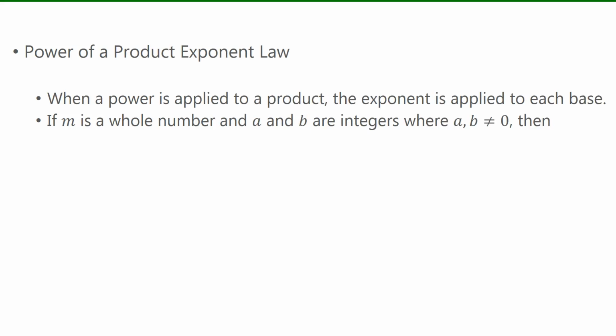Now we're going to look at the power of a product exponent law. So this states that when a power is applied to a product, then the exponent is applied to each base. So if m is a whole number and a and b are integers, where a and b are not equal to 0, then a times b to the power of m is equal to a to the power of m times b to the power of m. So the exponent gets applied to each base in the brackets.